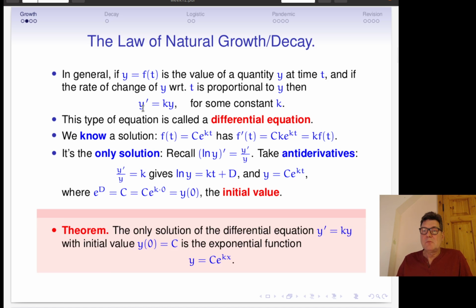That's worth remembering, that we state as a theorem. The only solution of the differential equation y prime equals k times y for a constant k with initial value y at 0 equal to a capital C constant is the exponential function of the form y equals c times e to the k times t. This should be t, we had as a variable all the time rather than x. T.